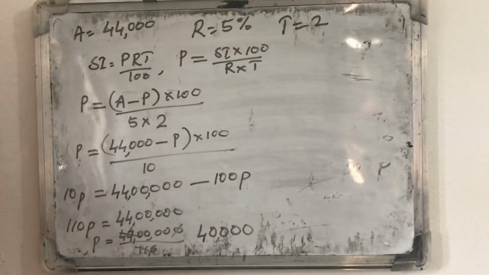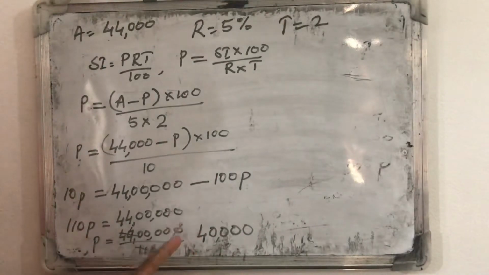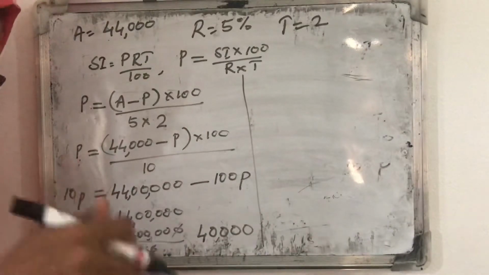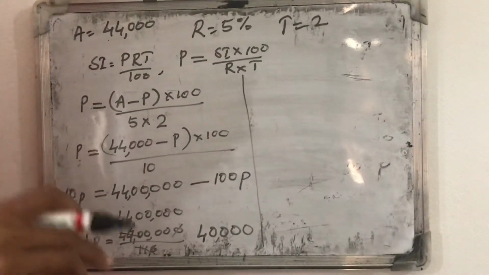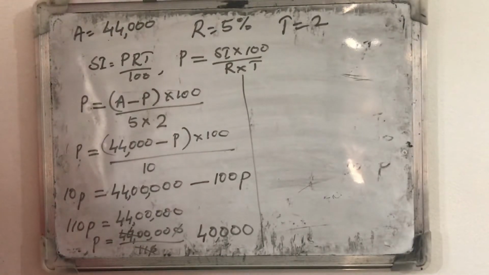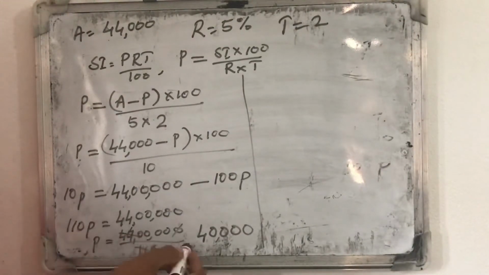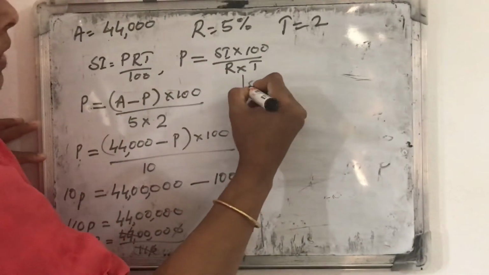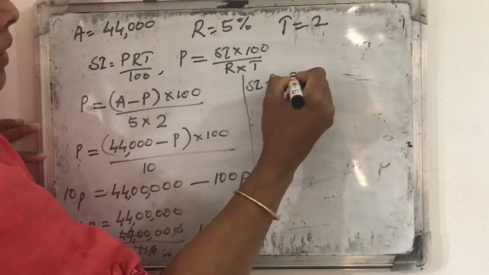40,000, we got 40,000 as the principal. Now what is the question asked here? Again read the question. What do we want to find out here? How much will it amount to in 3 years at the same rate? We want to find out the amount after 3 years. Now we got the principal as 40,000. So then we are finding the simple interest for 3 years.